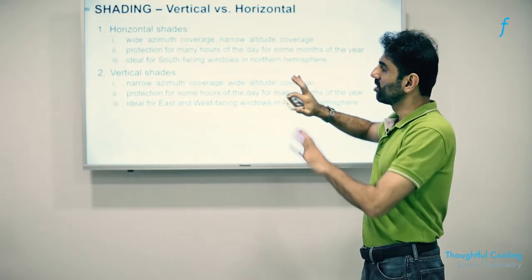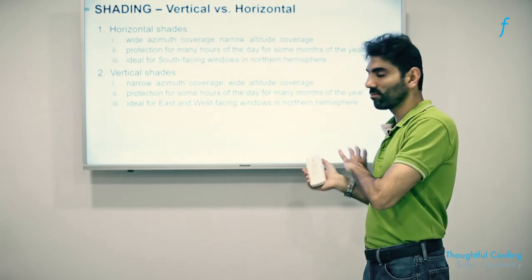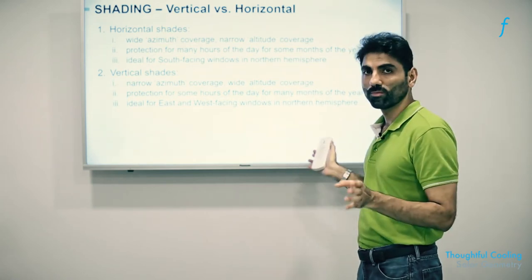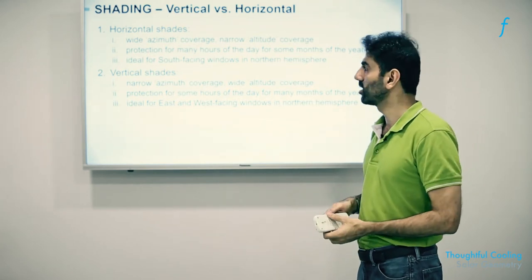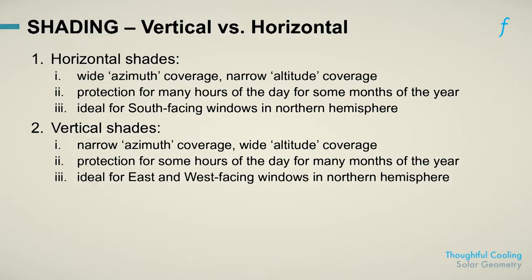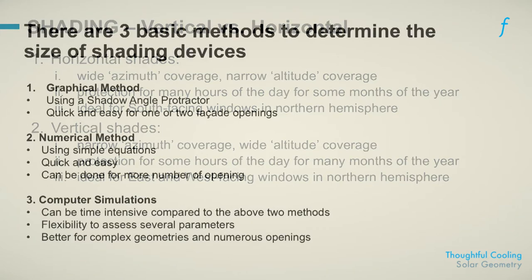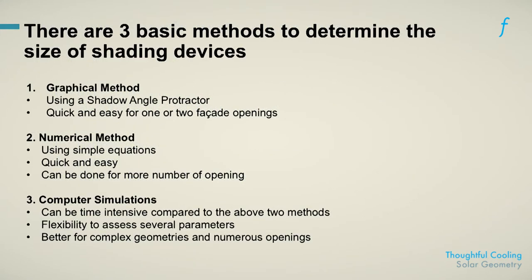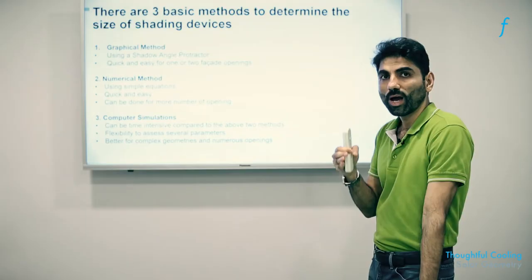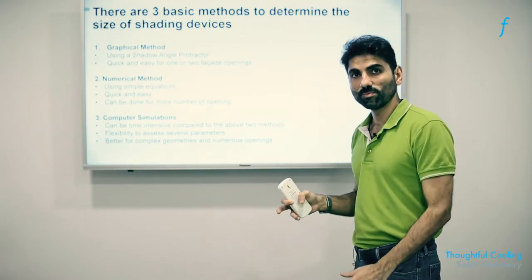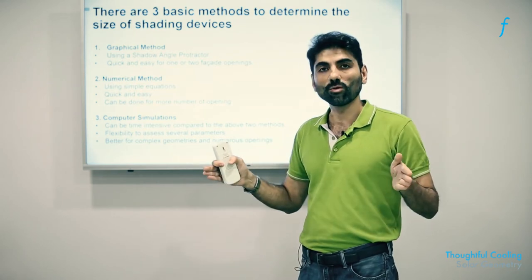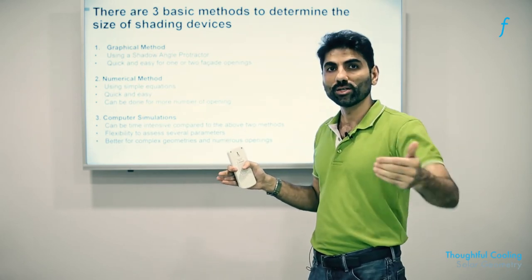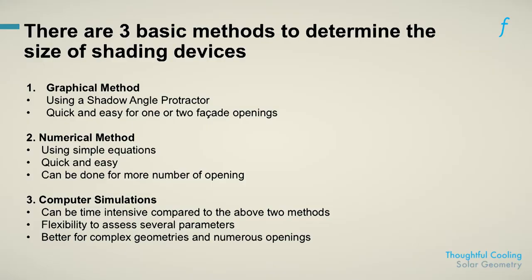So these are some general rules of thumb. Of course, there are instances where you would need to break away from this rule of thumb and do very custom specific design. But these are general principles that are applicable in many, many building designs. Now that we know the two different kinds of shading devices, how does one go about sizing them? Which means determining the D and the W, which is the depth of the overhang and how wide it should be, right? So let's look at a couple of mechanisms that we can use to do that.